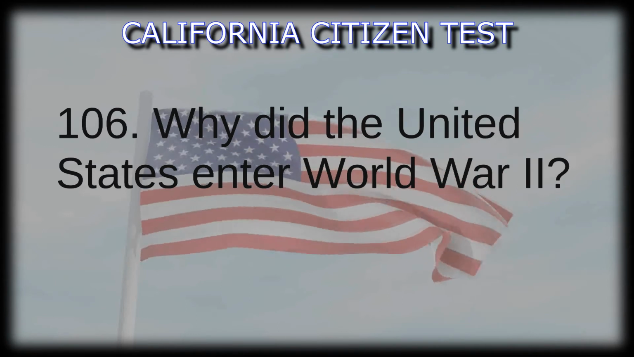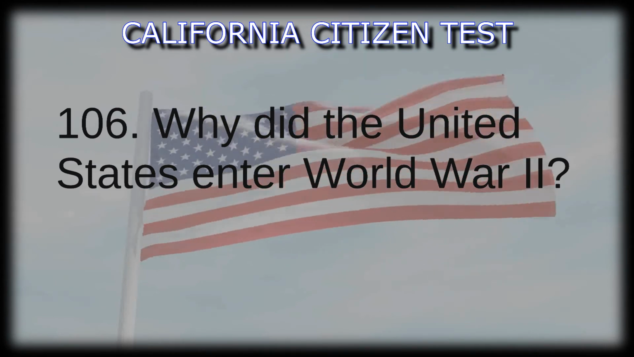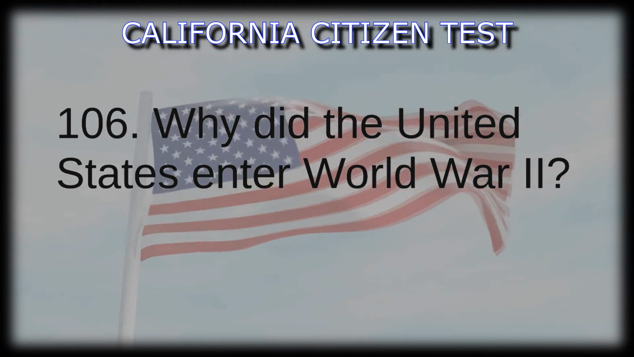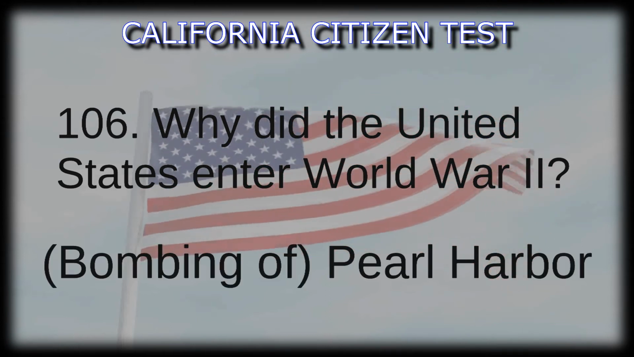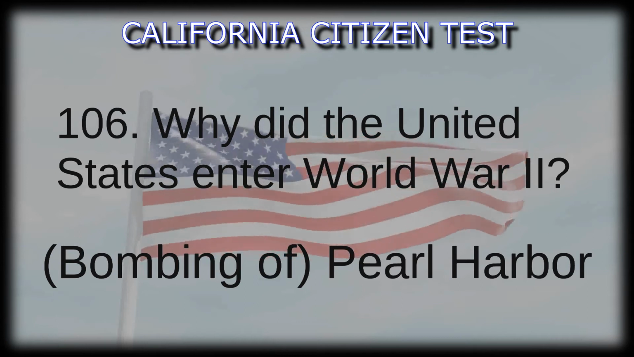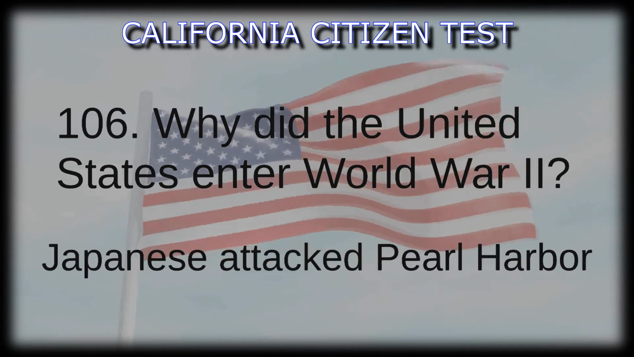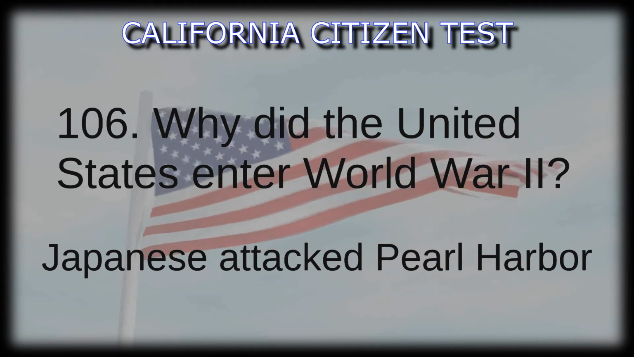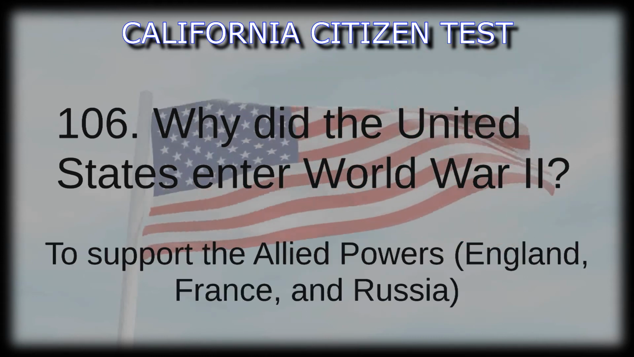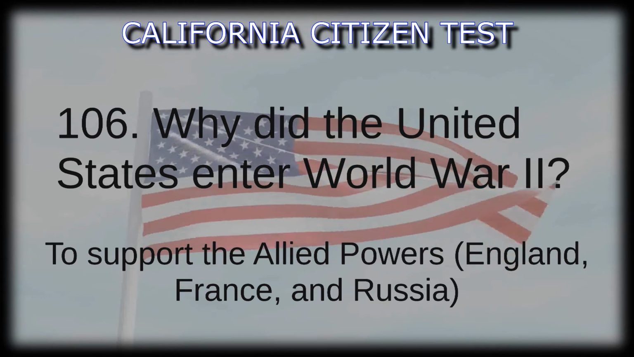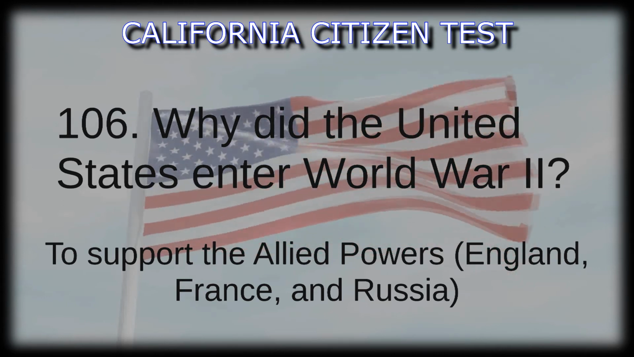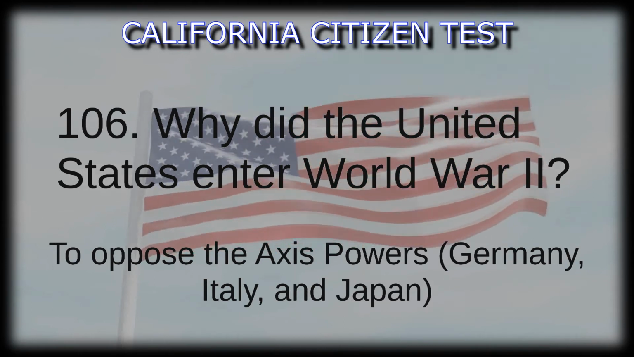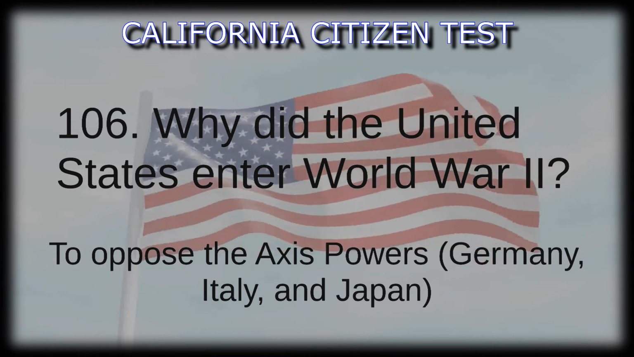106. Why did the United States enter World War II? Bombing of Pearl Harbor. Japanese attacked Pearl Harbor. To support the Allied powers England, France, and Russia. To oppose the Axis powers Germany, Italy, and Japan.